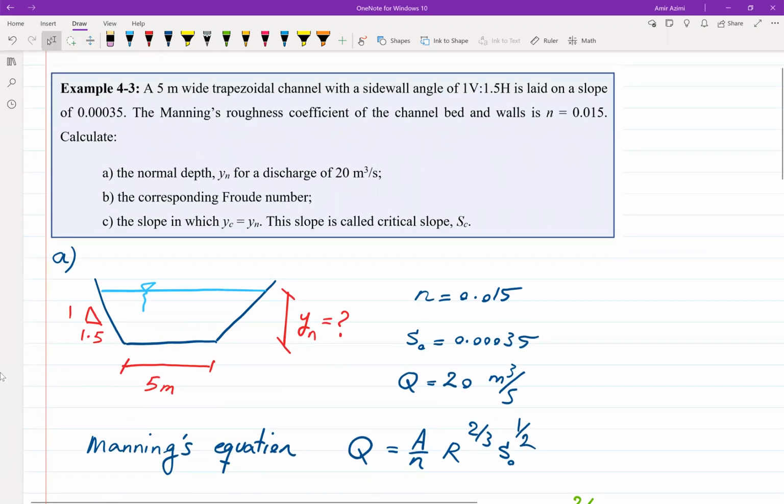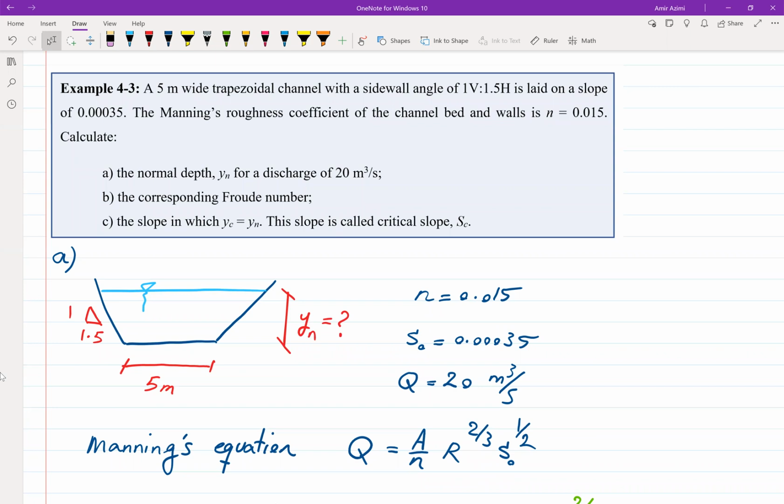Example 4-3 is about a uniform flow in a trapezoidal channel. A 5-meter wide trapezoidal channel with the side wall angle of 1 vertical to 1.5 horizontal is laid on a slope of 0.00035. The Manning's roughness coefficient of the channel bed and walls is 0.015.